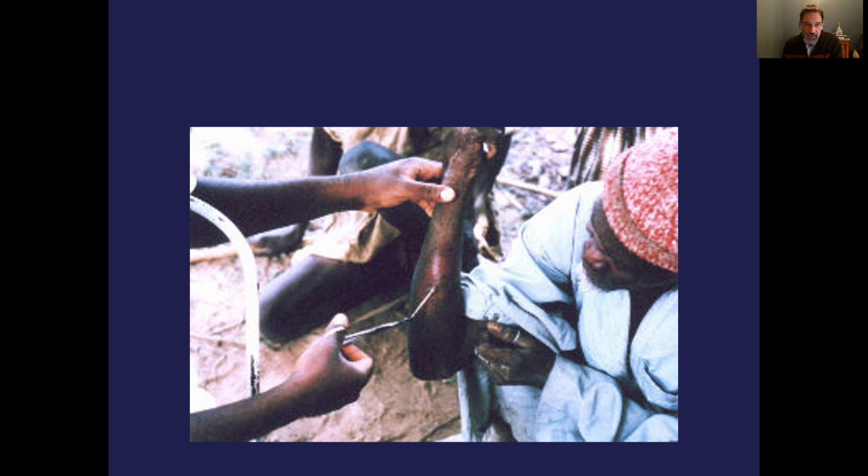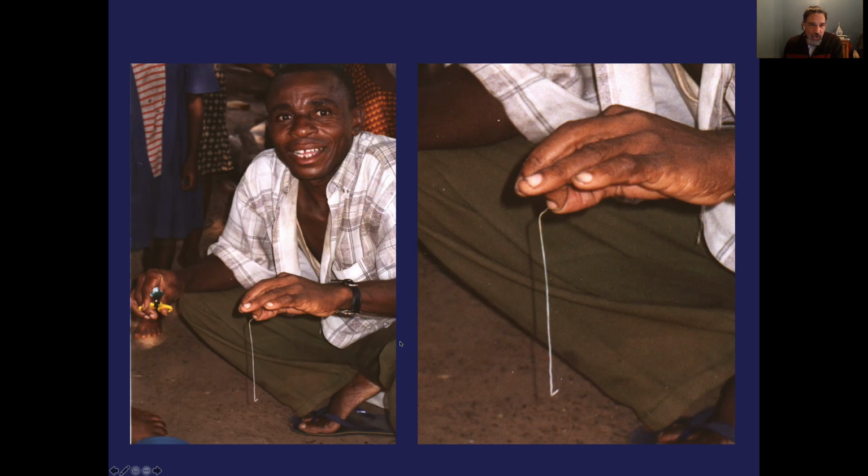If you don't, and if the worm breaks in the process, you can cause a really strong inflammatory response in the area of the ulcer, and that can be very debilitating. And when you've gotten the full worm out of the wound, you have this sort of little hook on the end of it there.